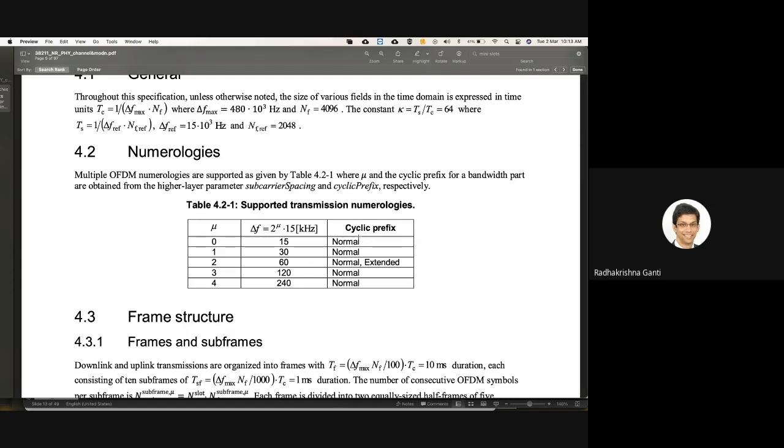One more thing is the cyclic prefix: normal and extended. 60 kilohertz has something called extended cyclic prefix. Cyclic prefix is mainly determined by the delay spread of the channel, and larger cells have larger delay spread. So extended cyclic prefixes are generally used for very large cells. In this course, we will not worry about extended cyclic prefix. Once you understand normal cyclic prefix, changing to extended is very straightforward. Otherwise it will confuse us quite a bit. So we'll just focus on the normal cyclic prefix and try to master that.